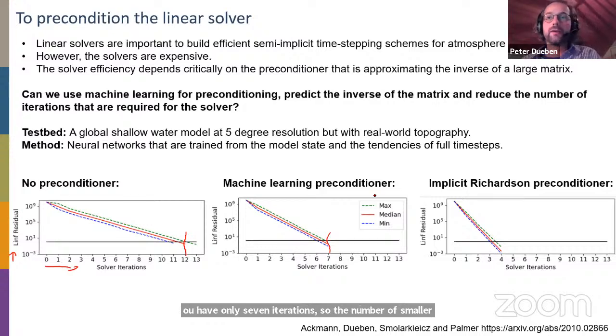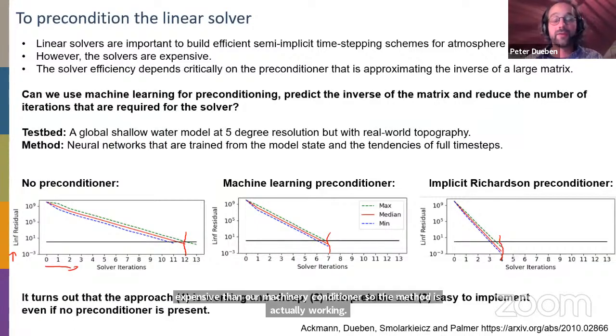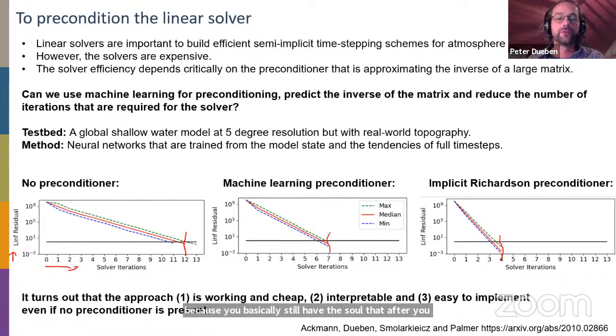Also, you're getting quite good results in comparison to the implicit Richardson preconditioner, which is a standard technique used there. The iterations here are even fewer, only 4, but the implicit Richardson is also more expensive than our machine learning preconditioner. So the method is working, and it is also quite resilient, because you still have the solver after your iterations with a machine learning tool. The solver would still take care of problems that you get in the technique. And you can also be sure that the residual calculation of the solver will tell you if something fishy is going on. So there are also ways to avoid knowledge guidance if you want, and also make use of machine learning.